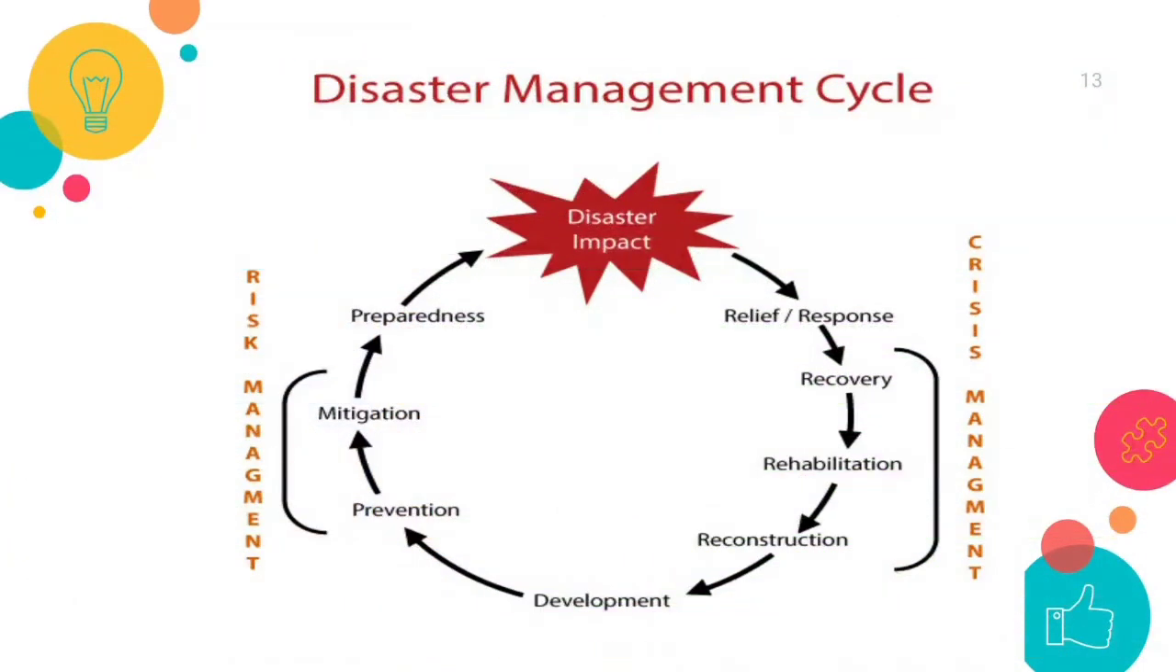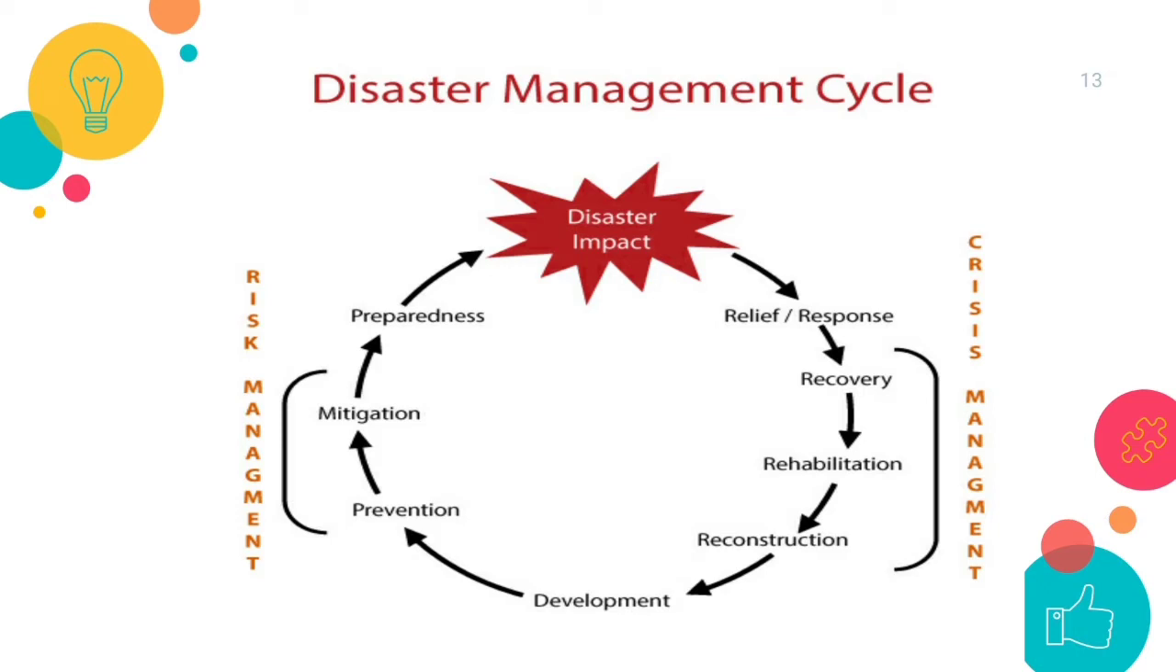Now we will see the disaster management cycle, which includes disaster impact, relief response, recovery, rehabilitation, reconstruction, development, prevention, mitigation, and preparedness. Out of this, the main two are crisis management and risk management. So we will learn each and every term of this disaster management cycle.